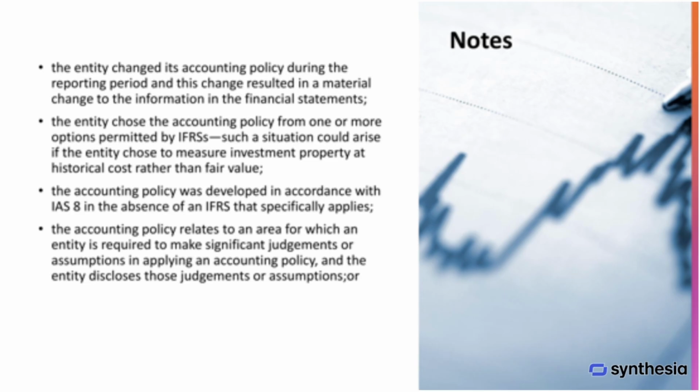This includes instances where the entity has changed its accounting policy during the reporting period, resulting in a material impact on the financial statements, or if the entity chose one of the permissible accounting options under IFRS, such as opting to measure investment property at historical cost instead of fair value. In these cases, disclosing the reasons and the effect of the change or choice is necessary for clarity and transparency in financial reporting.